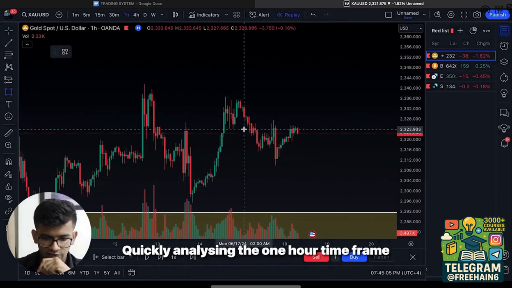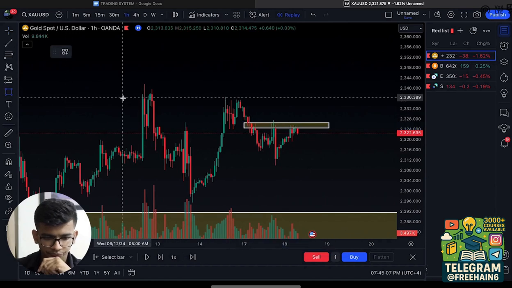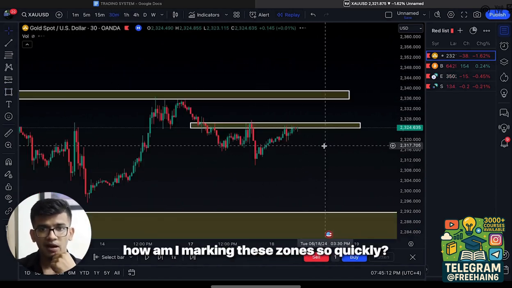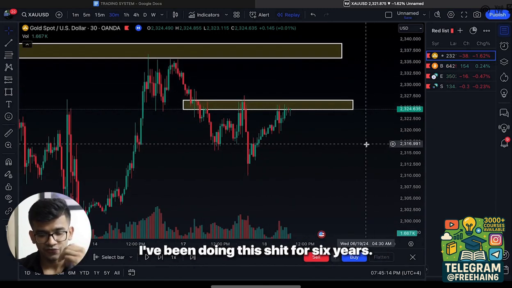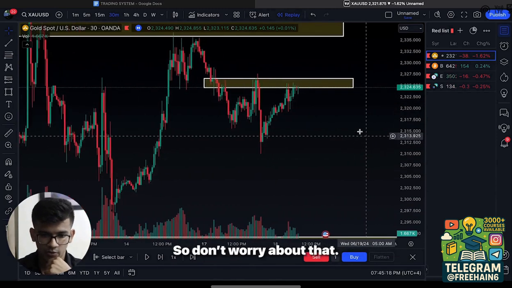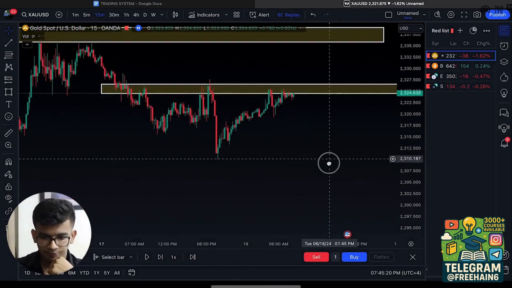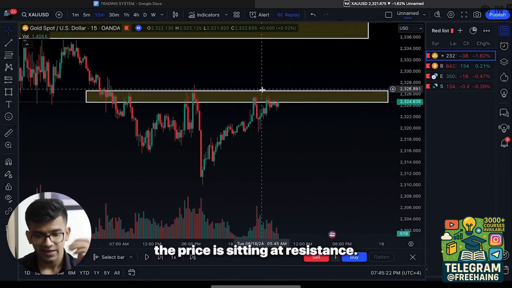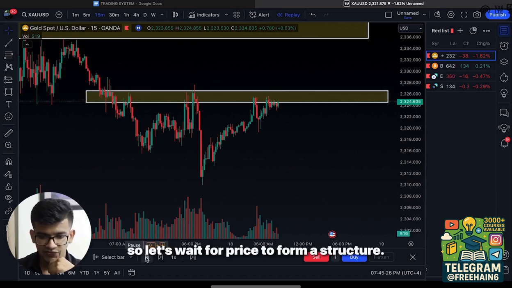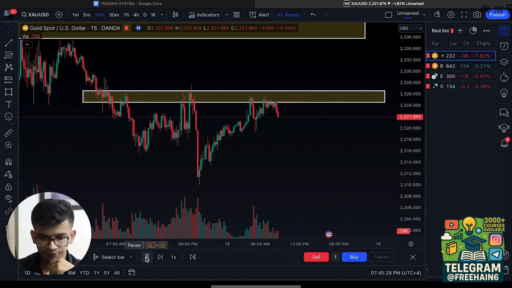Quickly analyzing the 1-hour time frame, I can see a resistance right here. If you're worried how am I marking these zones so quickly, I've been doing this for 6 years. Don't worry. The more you practice, the better you'll get and the faster you'll get. So don't worry about that. On the 15-minute, I can see that the price is sitting at resistance. What time is it? It's around 8 a.m. in the morning. So let's wait for price to form a structure.